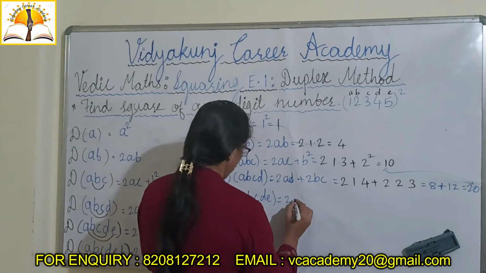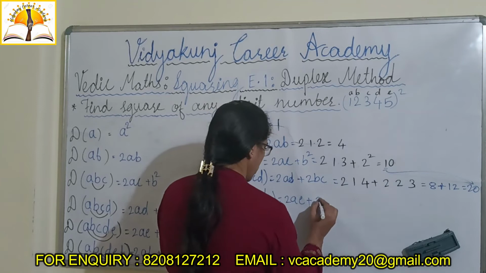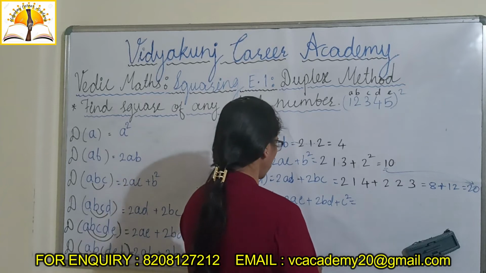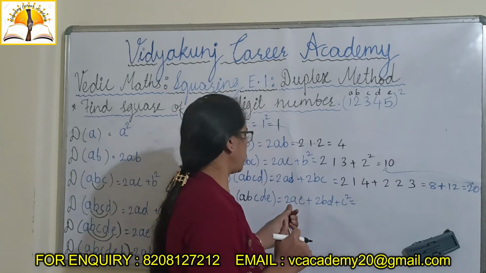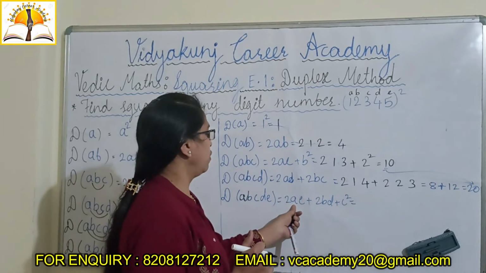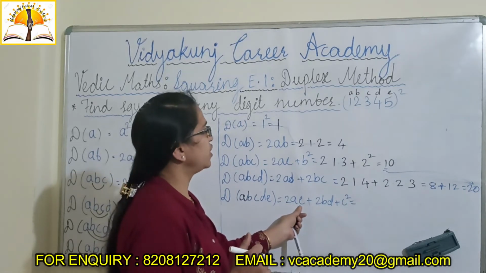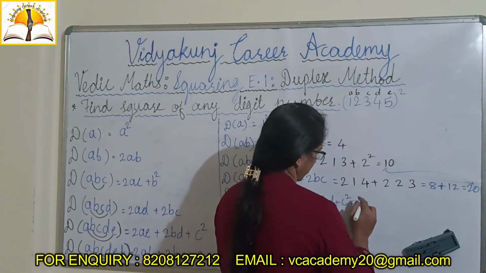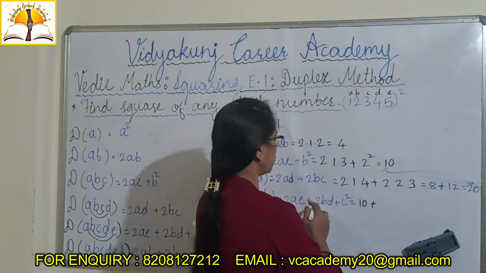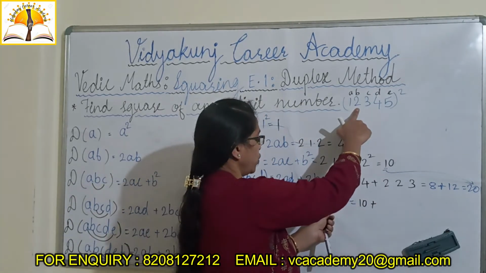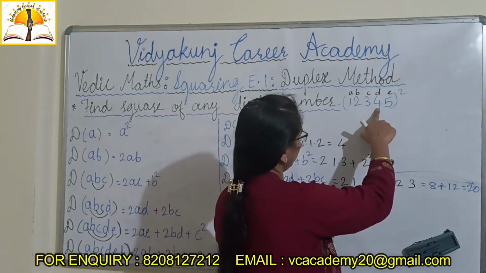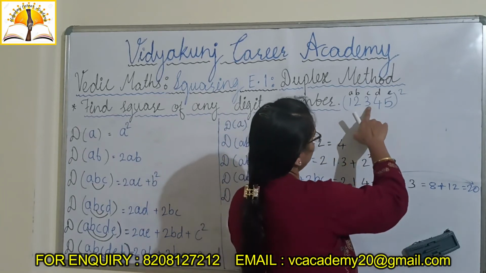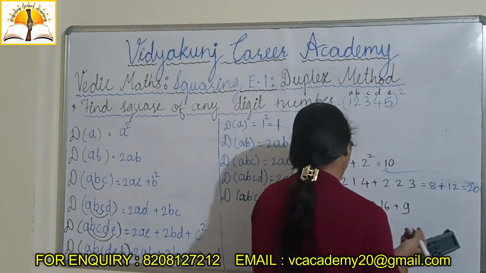Okay. 2 AE plus 2 BD plus C square. Then we have to do 2 AE. You can do it in your mind. 2. A means 1. 2 into 1, 2 only. And then into E. It means 2 into 5, 10. Yes or no? Now 2 into 2, 4. 4 into 4, 16. Now plus C square. It is 3. 3 square, 9. In this way you can do.